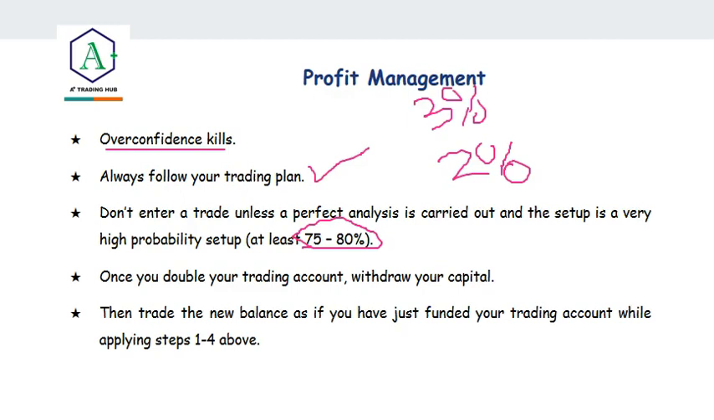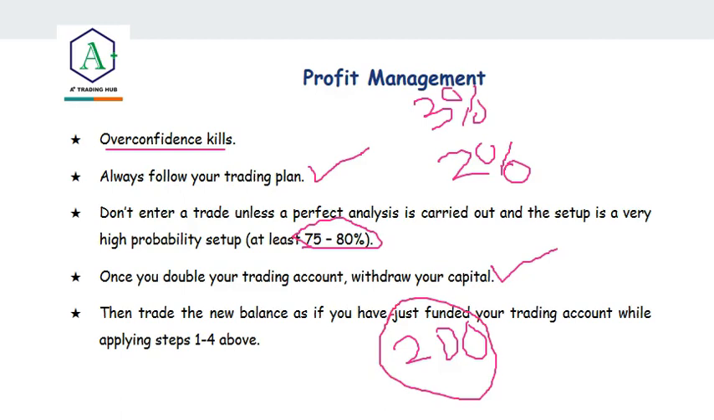Then once you double your account, this is what I do very often. I don't play with this. Once I double my account, I withdraw my capital and trade only with the balance. Let's say you have a $200 account and you double the account, like you make at the end of the month, or let's say in a week or within 2 months, you make extra 200, making the account 400. Withdraw the capital, the 200, back to your wallet.